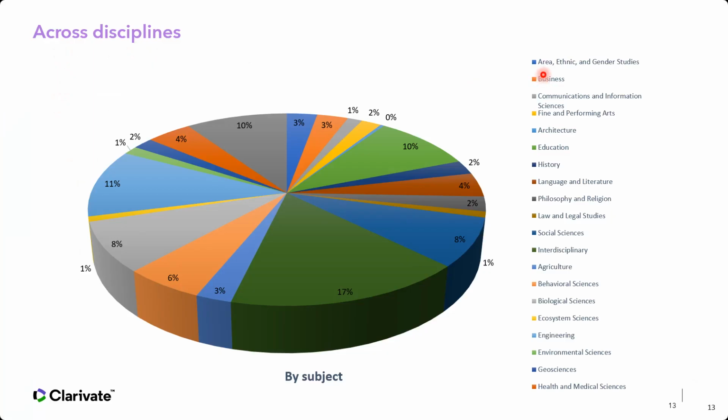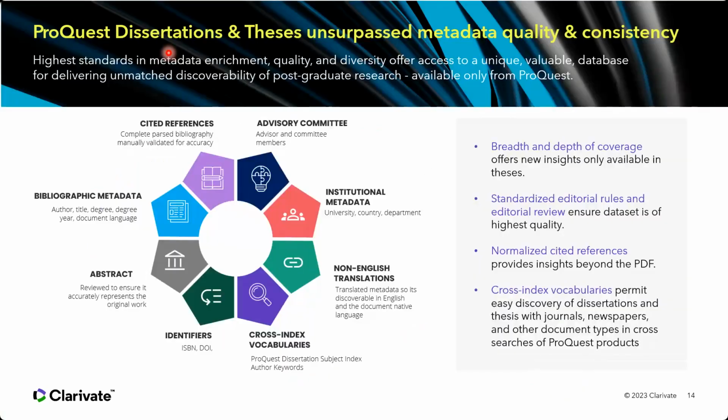You can see in the slide that it covers research topics from ethnic and gender studies to business, to architecture, to education, to language, to literature, to philosophy, to social sciences, to interdisciplinary, to behavioral sciences, to ecosystem sciences, to engineering, environmental, including health and medical sciences as well. So it's actually a broad spectrum of coverage across the disciplines. You should be able to find something relevant to you.